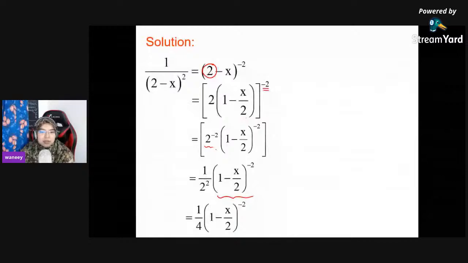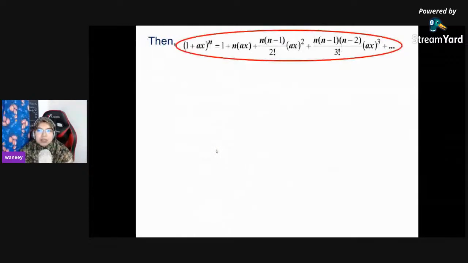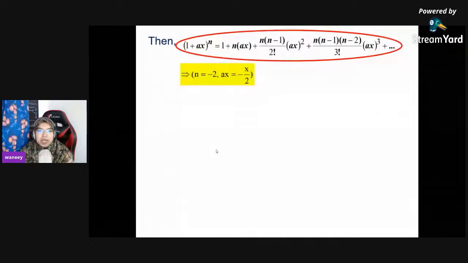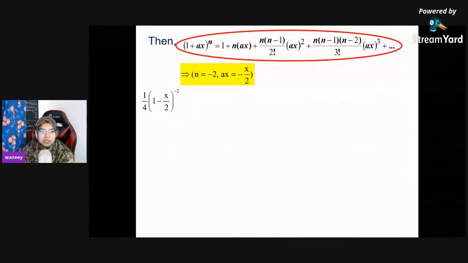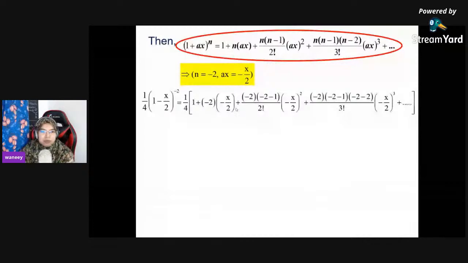Okay, so let us expand 1 minus x over 2 to the power of negative 2. So use this formula. So n is equal to negative 2, ax will be negative x over 2. So be extra careful because we are handling some fractions over here. Be extra careful. Okay, so 1 over 4, 1 minus x over 2 to the power of negative 2. Do make sure to leave 1 over 4 outside first when you expand them. So 1 over 4, and then use the formula for this expansion.